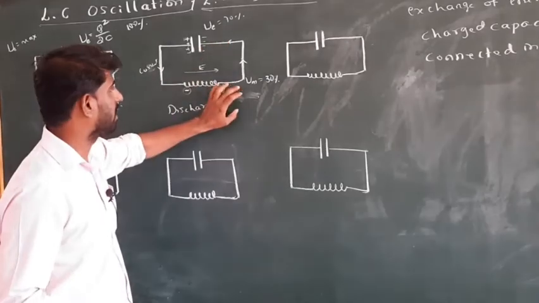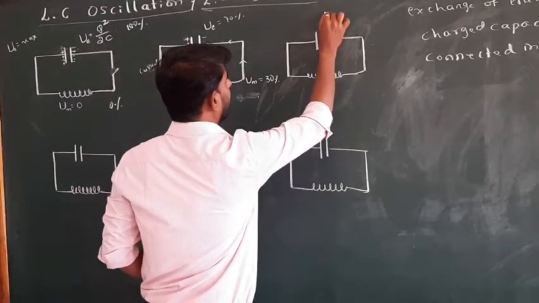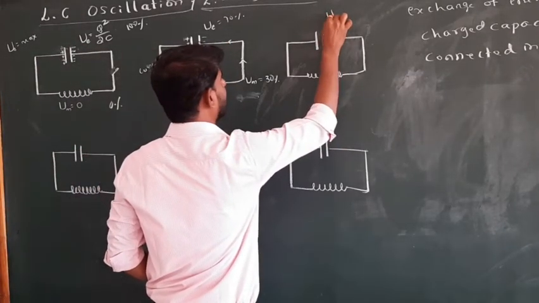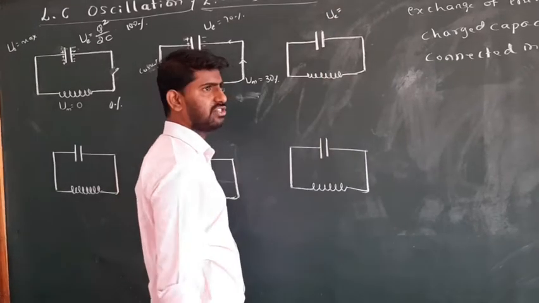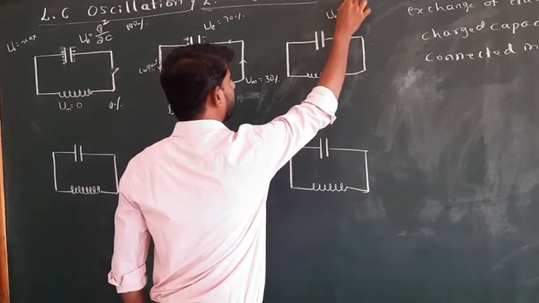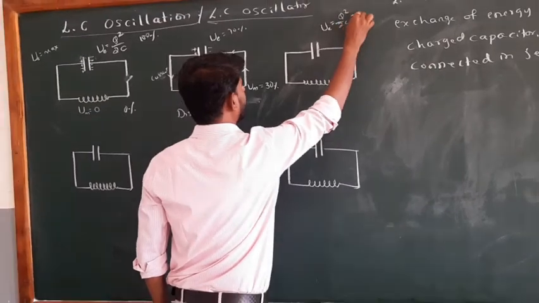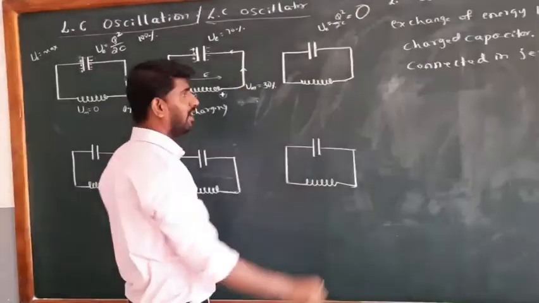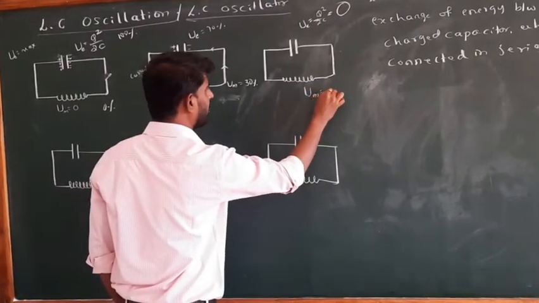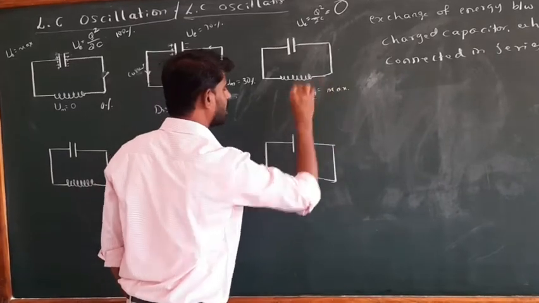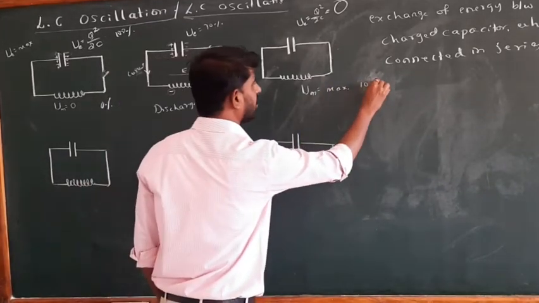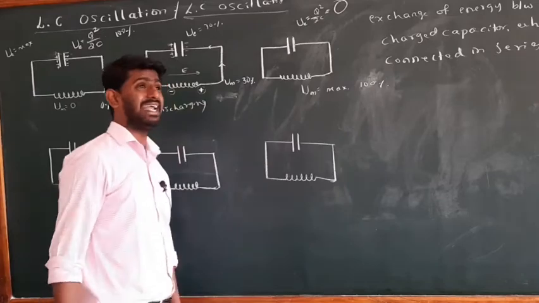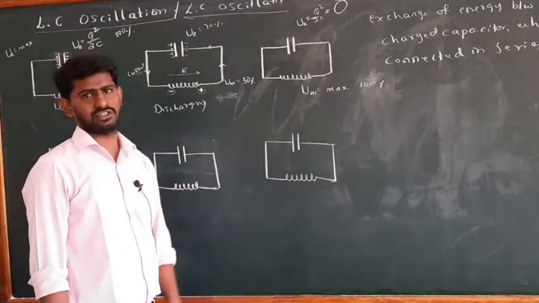Now this becomes 100%, so the capacitor is completely discharged. Completely discharged means Q equals 0. If Q equals 0, then Q squared by 2C is also 0. Now the entire energy is in the form of magnetic energy. I say 100% of the energy is in the inductor as magnetic energy.